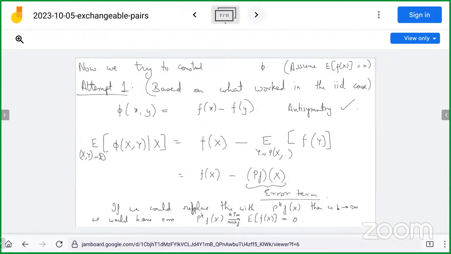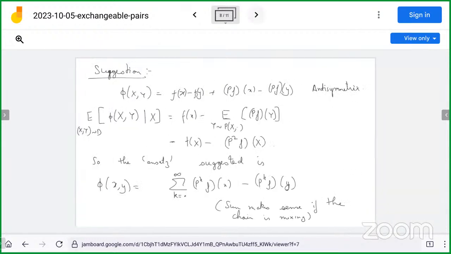That doesn't work. There are some errors. We tried to fix the error, and that leads to the construction, which was to define p of xy to be the sum of the difference in the averages after k steps overall. So f x minus f y, p^k f x minus p^k f y. So you start at x and y, you look at the k-step average after starting at x, and you just look at the difference in the average, and you sum it over.